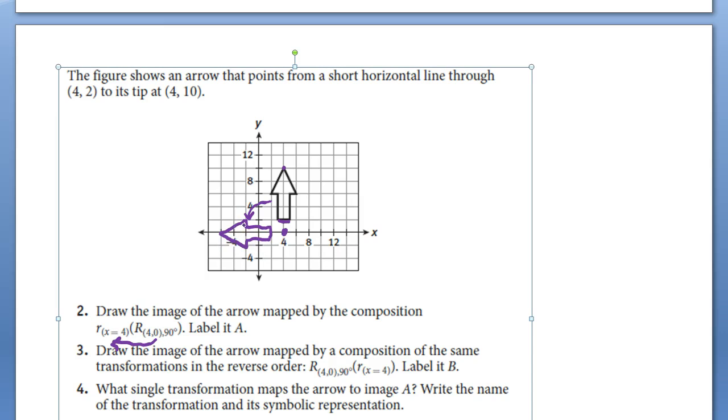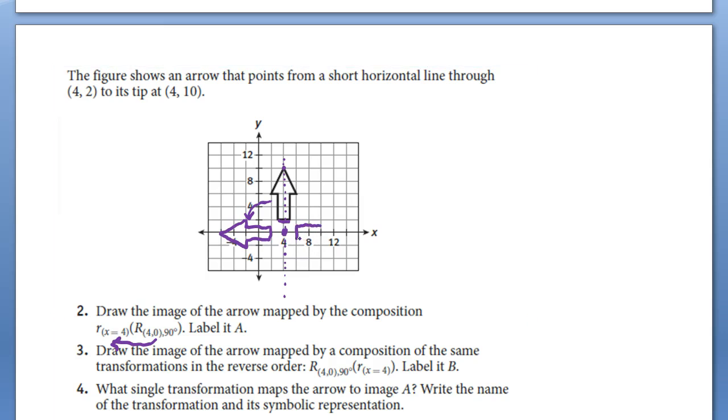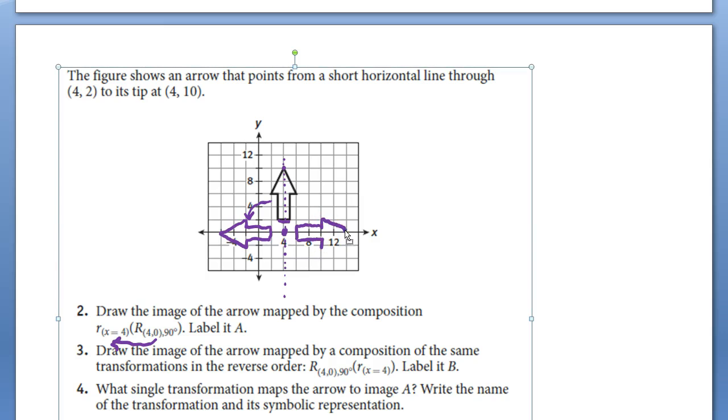That handles this piece right here, the rotation. Now let's take that image in purple and reflect it over the line X equals 4. So let's think about the line X equals 4. It crosses the x-axis at 4, and it is a vertical line, like that. We want to reflect the purple arrow to the other side of that line. So now it's going to look like this. And then across here, now the little shoulders of the arrow, and now the pointer part of the arrow. This arrow on the right is the result of this composition or sequence of transformations. We're told to label this A. Okay, so A, this is figure A.